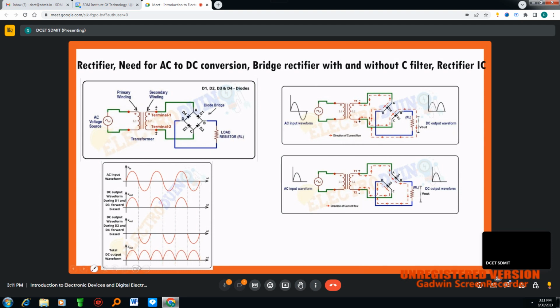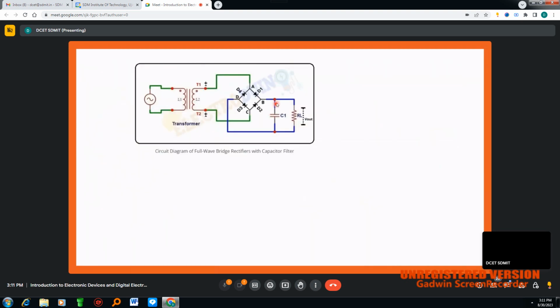That means in this waveform, there is a combination of AC as well as DC. Now, for your electronic appliances, we don't want AC content. We want pure DC. To get pure DC, we use something called a capacitor. In this circuit, you can observe there is no capacitor, only a resistor. So now you can observe, I'm introducing one capacitor.